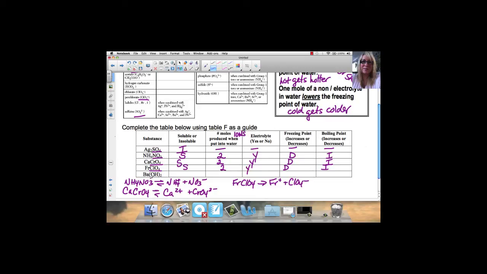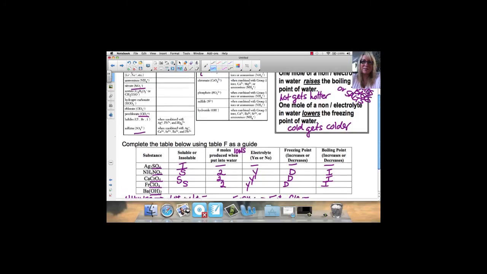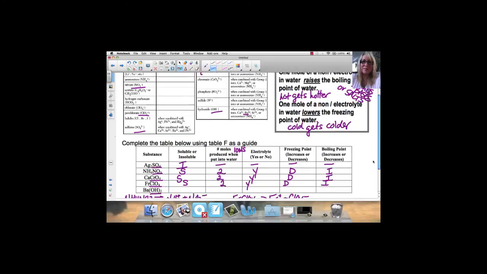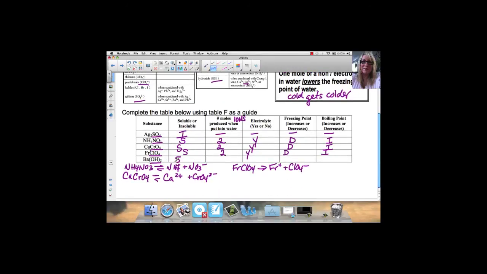BaOH2, let's look up our hydroxides. Our hydroxides are insoluble unless combined with group 1, calcium, barium, strontium. So there's our exception. So this is going to be soluble. This dissociates into, this one's slightly different. We've got Ba2 plus, we have 2 OH minus. So I've got 2 plus 1 is 3.